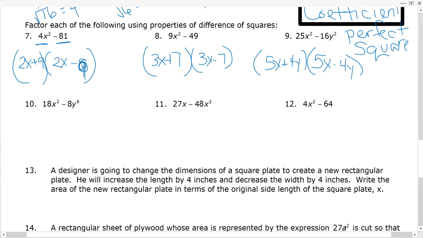Okay, number 10. 8 does not have a perfect square, or is not a perfect square. But I do notice that I can take out a greatest common factor of 2. Let's start over. So 8 isn't a perfect square, but I could take out a 2. Okay, let me do that one more time.